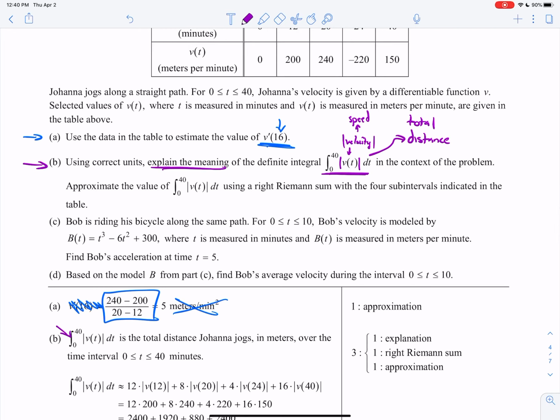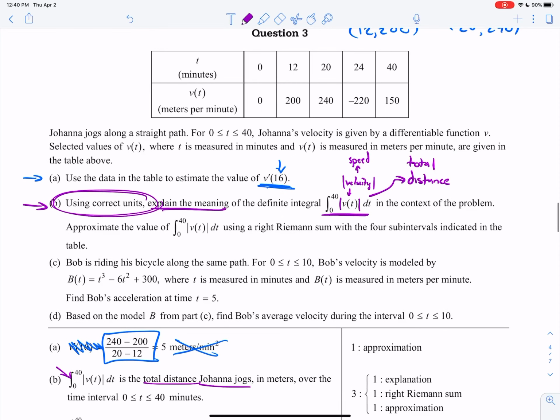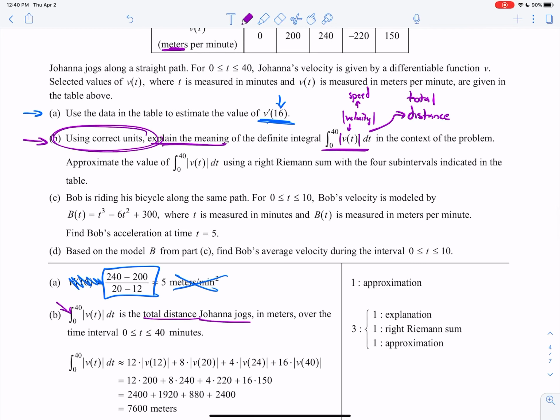From 0 to 40 is the total distance that she jogs, okay? Notice how it says using correct units. So if you want to talk about how far someone jogs, you're just talking about length in units. So in this case here, they used meters. You wouldn't say meters per minute because then that's a rate, okay? So this is the total distance that she jogs in meters over the course of 40 minutes, okay? Here's the second part to that problem here.